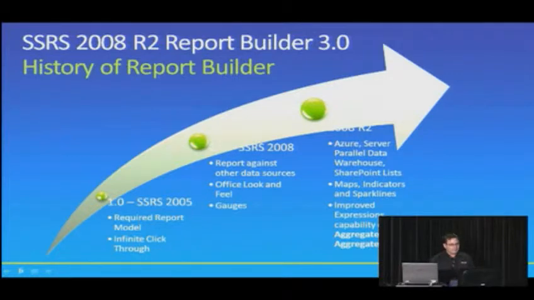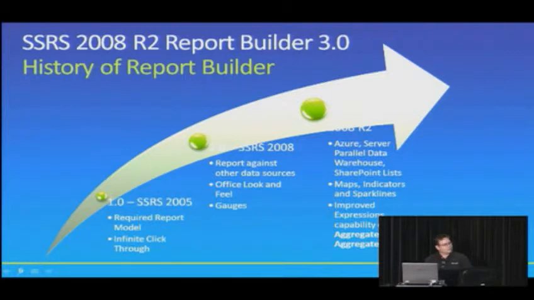So let's have a brief look at the history. So we started off in Reporting Services 2005. Report Builder 1.0 was released at that time. And let's be honest, you have to start somewhere with these things. It was fine. It worked. It did require a report model. But some of the cool things that it brought through was infinite click-through. So once you had a matrix up, you could click through and pass parameters through to other queries and to continue visualizing the data.